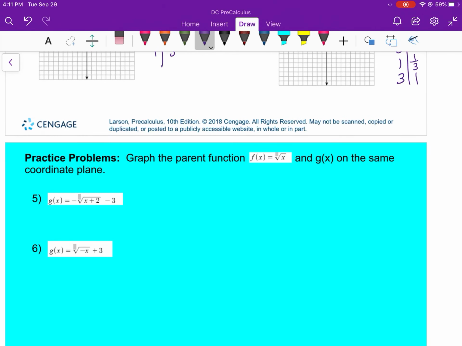Let's see, I should clarify that on this slide, the square root of x is your parent function. So just ignore that little box right there. Again, ignore that little box. It doesn't need to be there. So g of x is just negative radical x plus 2 minus 3.